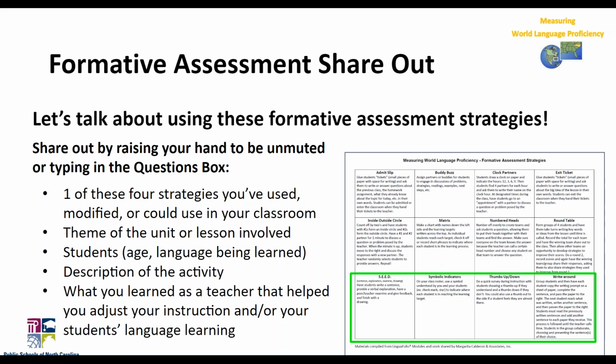All right. Amy says that she's used Write Around. She said she used it as a competition to practice the days, months, and numbers. And when she did it, the students who got the sentences could correct the previous answer, but only the one previous answer. So they really had to be watching for each other and helping each other out.